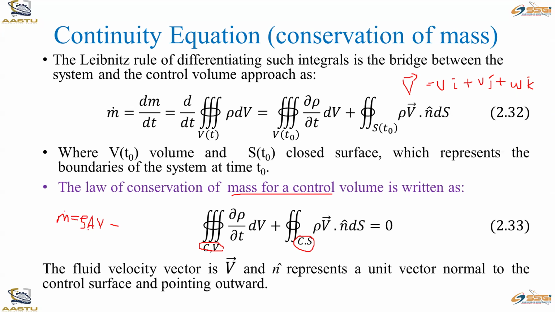And if I divide this quantity by area, it is called mass flux over area. So it gives us what? Rho times V only. So rho times V is called mass flux, and m dot is rho times A times V.